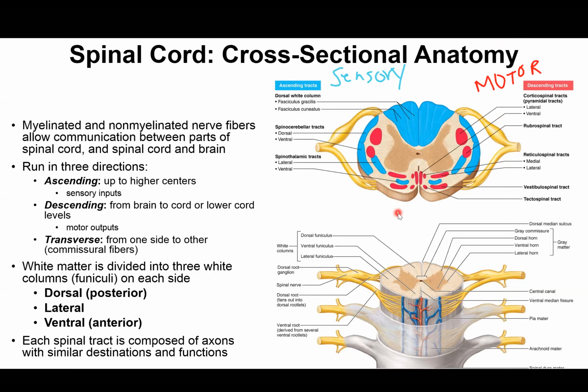Additionally, we also have transverse fibers, and these transverse fibers are also called commissural fibers. These are the fibers that run from one side of the spinal cord to the other. We might see some commissural fibers, for example, here. We have the gray commissural fibers.